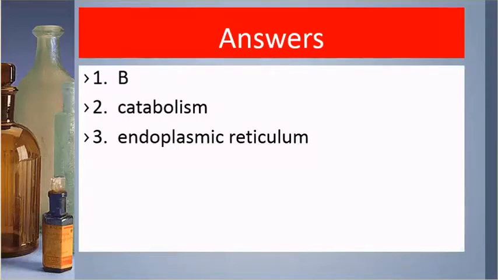Answers. Number 1 is B. Number 2 is catabolism. 3 is endoplasmic reticulum.